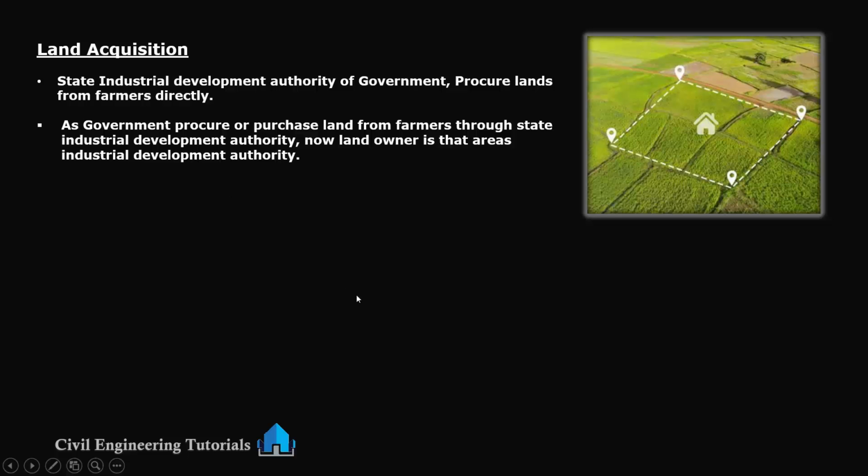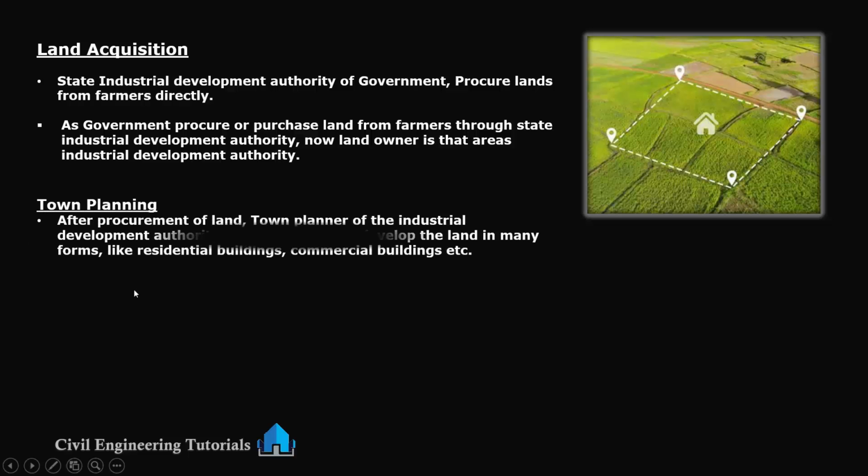Now, the authority will do town planning to develop the land. As the government's Industrial Development Authority has purchased the land, it will do some development work on it. So before development work, the first step is town planning. After procurement of land, the town planner of the Industrial Development Authority will plan to develop the land in many forms like residential buildings or commercial buildings.